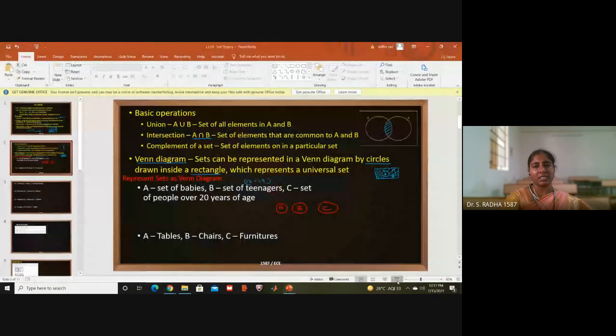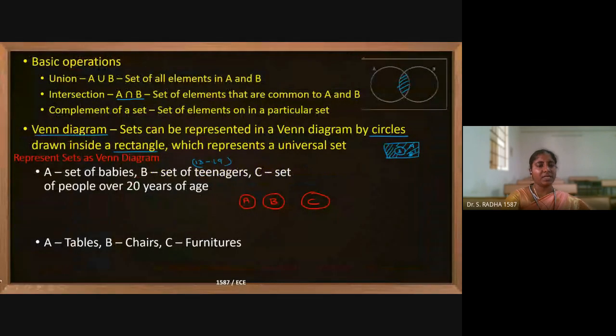This is the Venn diagram for the given sentence. Set of babies, set of teenagers, and set of people over 20 years of age. You can represent them using circles, triangles, rectangles, squares, any way you want. This is the Venn diagram for the given question. Now I am going to the next one.